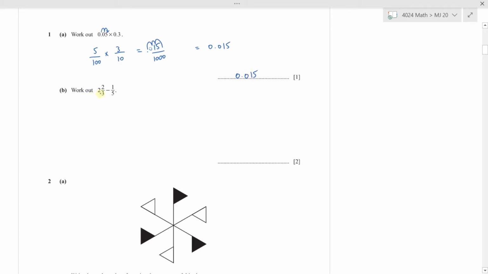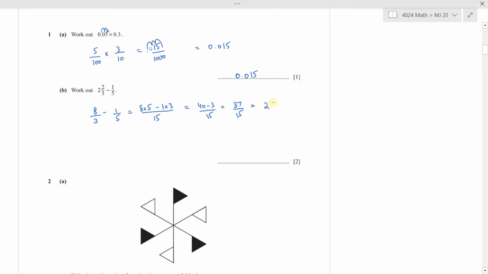Part B is work out 2 whole 2 over 3 minus 1 over 5. So I'll convert this into an improper fraction. So 3 2s are 6 plus 2, 8 over 3 minus 1 by 5. Then the LCM will be 15. 8 will be multiplied by 5, minus 1 will be multiplied by 3. So this will be 40 minus 3 by 15, which is 37 over 15.